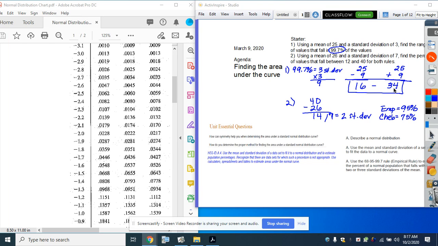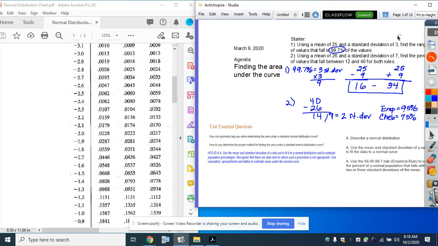Okay, so number 2 is exactly the opposite. It says find the percentage. So I only need one number. All right, so I have a range. So I find the biggest number in my range, which was 40. And I'm going to subtract the mean, which is 26. And that's going to give me 14. And then I need to divide that by the size of the standard deviation, which was 7. And that gave me that I had 2 standard deviations. So I know that for the empirical rule, it was 95% and Chebyshev's was 75%.